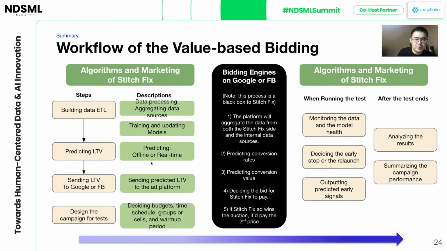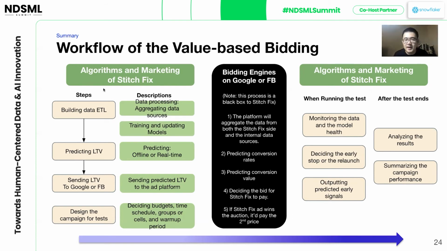step-by-step conversation with you. If you look at the left, it's labeled as green, meaning we are working on that within Stitch Fix. In the middle, it's black and white, meaning it's a black box to us. So we don't know how that works on Google and Facebook. We only get the results from their dashboard or data pipelines.